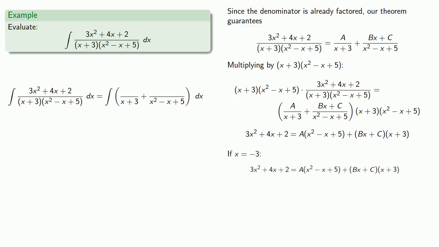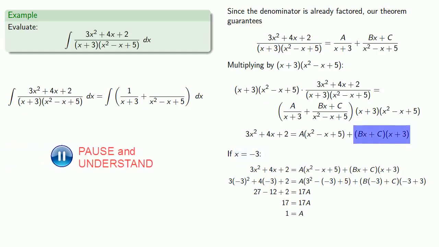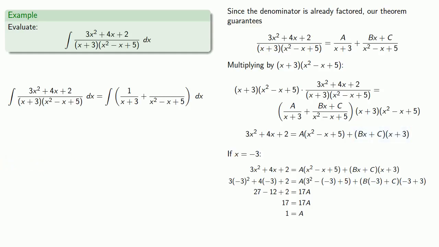If x equals negative 3, solving this equation, then we find that a must be equal to 1. Now remember that we chose x equals negative 3 because that would make one entire term disappear. However, we have a problem. The x value that will make this first term disappear is going to be an irrational number, and we don't really want to work with a complicated expression.